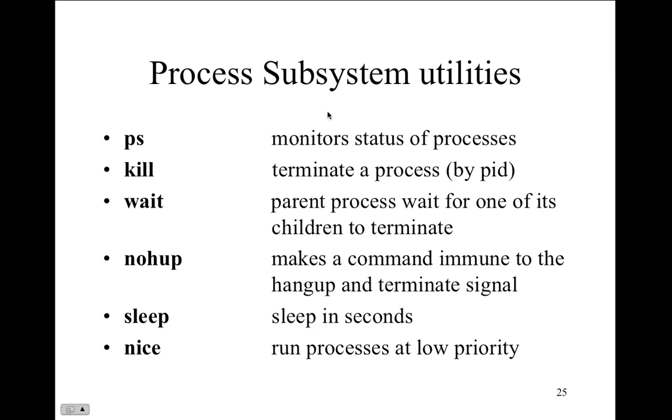Process subsystem utilities, and this is where this set of controls comes into place to deal with the process. As I mentioned before, PS monitors the state of the process. You type in PS. There's another one called jobs, which is not part of this list, and it's not supported on all operating systems. Only a subset of Linux operating systems will support the word jobs. Kill, wait, sleep, nice. Make it nice. Run a process at low priority. That means you're nice. Actually, you can do that in Linux and Unix.